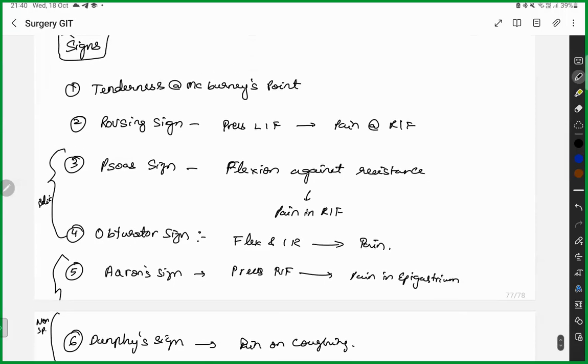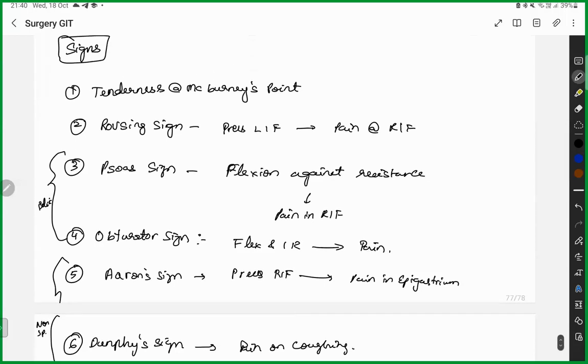You are going to have tenderness and Rovsing sign. So let us repeat along with me. Number 1, tenderness at McBurney point. Number 2, Rovsing sign: when you press your left iliac fossa, pain is going to be in the right iliac fossa. Number 3, Psoas sign: flexion against resistance is going to cause pain in the right iliac fossa. Number 4 is the obturator sign: flexion and internal rotation is going to cause pain.